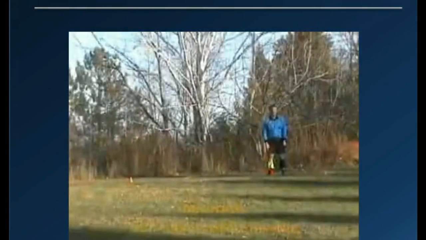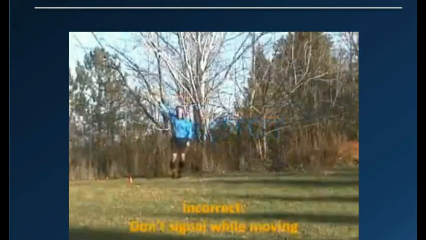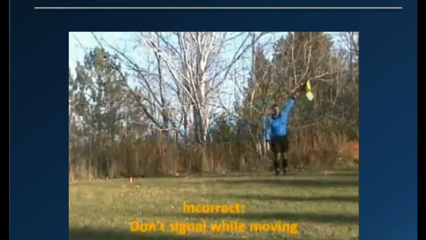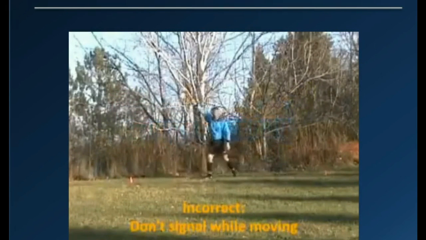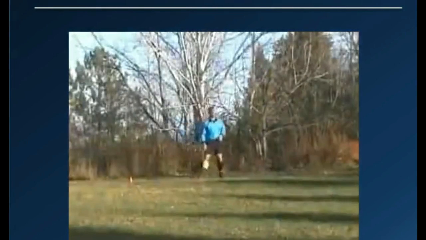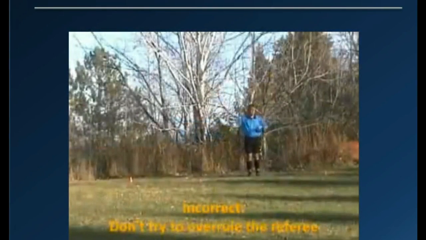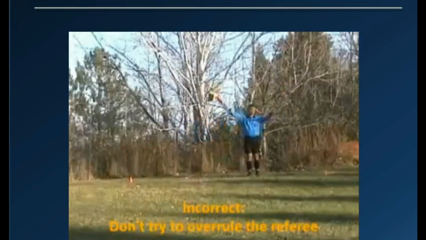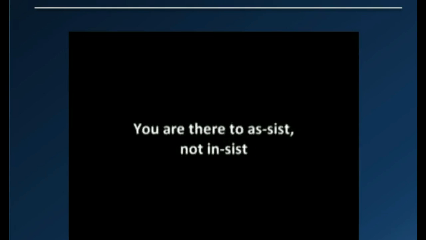Other errors that ARs commonly make while signaling for a throw-in include moving while signaling. As we mentioned already, almost all AR signals are made from a stationary position, and the throw-in is included in this. Or signaling in a direction on a referee's decision only to have the referee overrule the AR. Remember, when it's the referee's call on the opposite side of the halfway line, wait to signal direction until the referee chooses. You are there to assist, not insist.